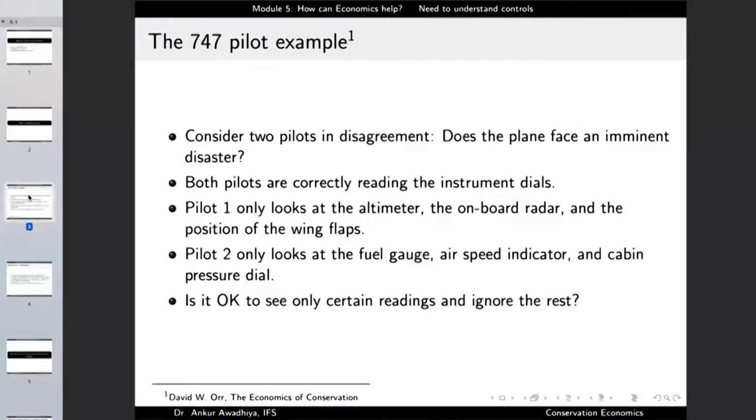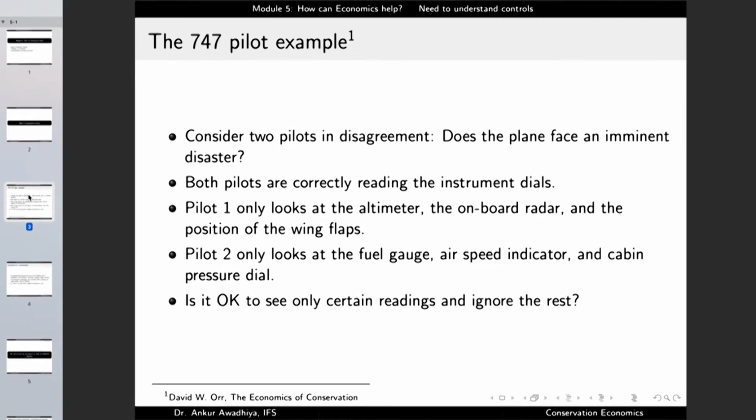Now, both of these pilots are extremely experienced, but they are looking at different controls, and they are reading these controls very correctly. Both pilots are correctly reading the instrument dials. Pilot one is only looking at the altimeter, the onboard radar, and the position of the wing flaps. And pilot two only looks at the fuel gauge, the airspeed indicator, and the cabin pressure dial. Now, the question is, is it okay to see only certain readings and ignore the rest?